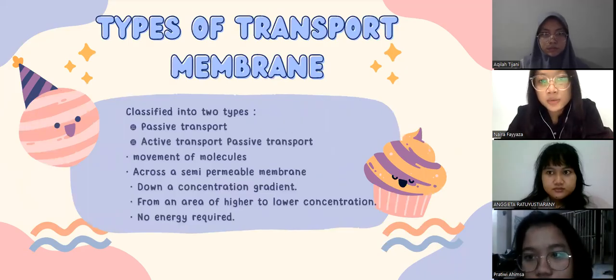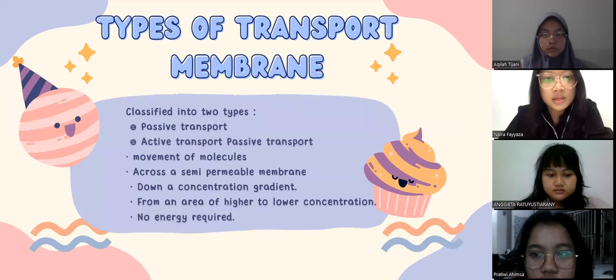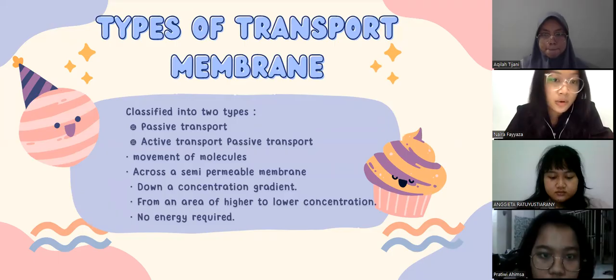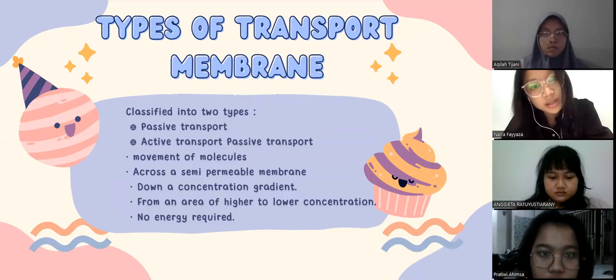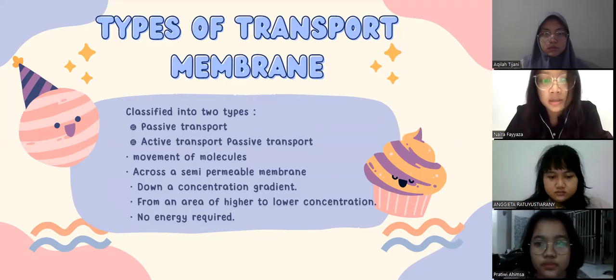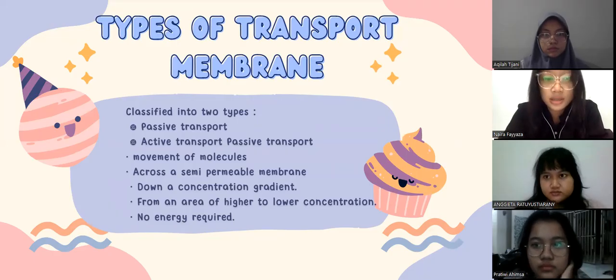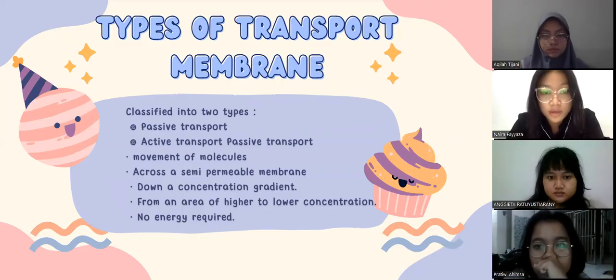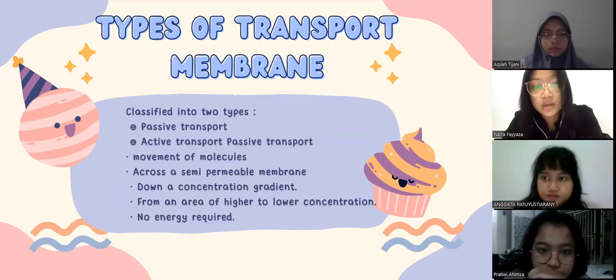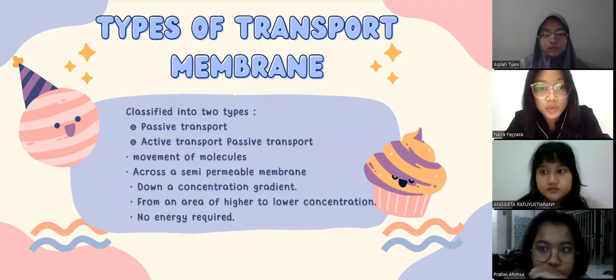And then, types of transport membrane. Transport membrane is classified into two types. Number one is passive transport, and then active transport. Passive transport is the movement of molecules across a semi-permeable membrane down a concentration gradient, from an area of higher to lower concentration, and no energy is required. But active transport requires energy.